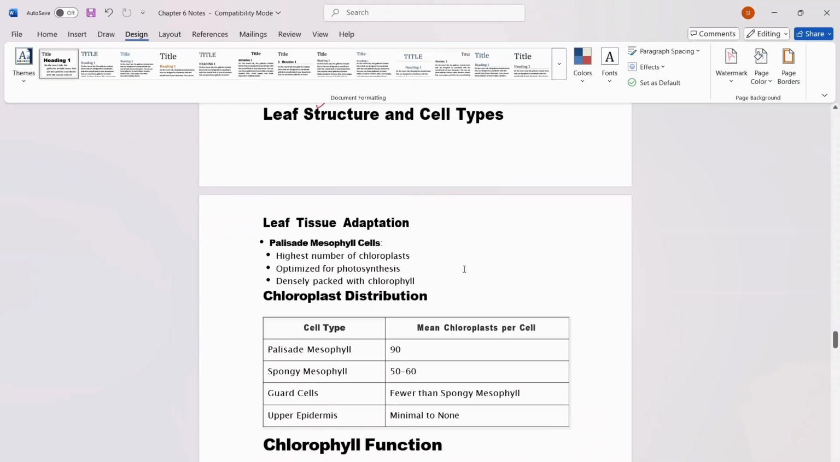Alright, now leaf structure and cell types. Leaf tissue adaptation. Here we will talk about palisade mesophyll cells.